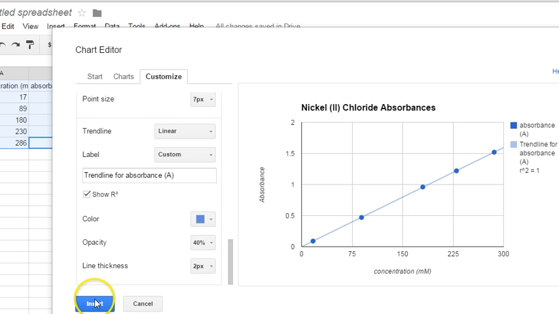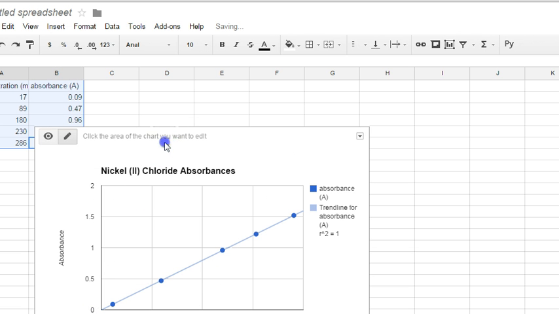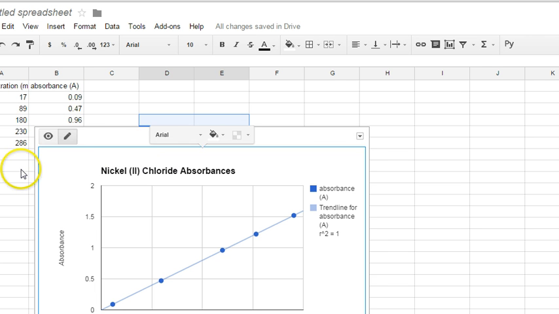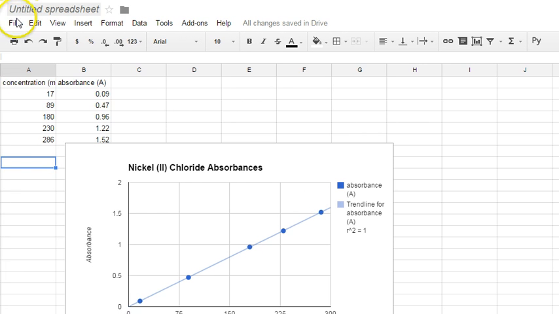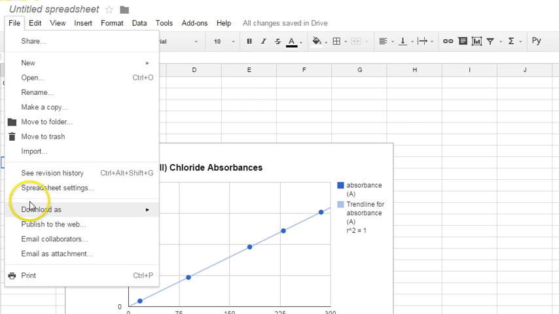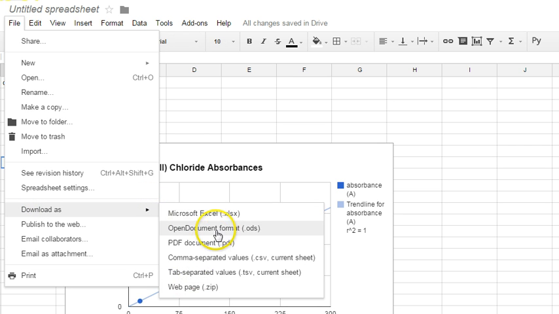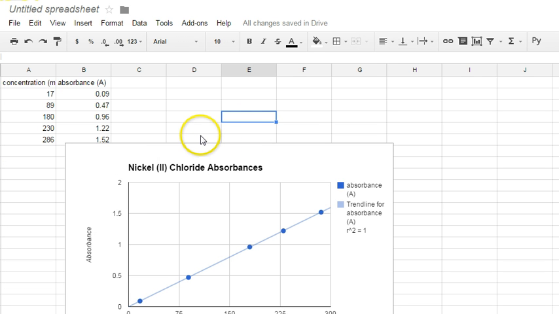So anyways, I click on insert to insert the sketch of the graph, and then as the answer for number 3, I can just upload this. So I will click on the file menu and then download as whatever I want, because Glenn can open your file regardless of what kind of format it is. Any of these formats will be fine. And then that's it for number 3.